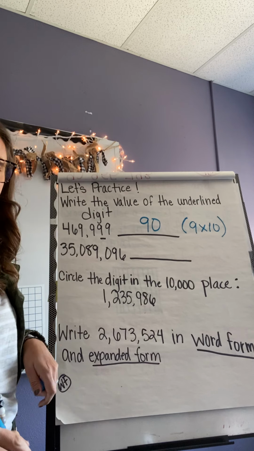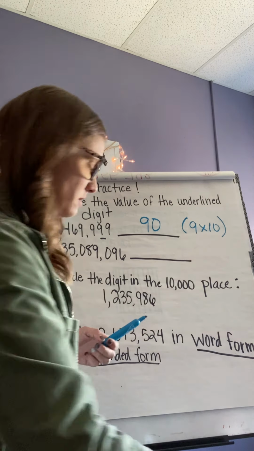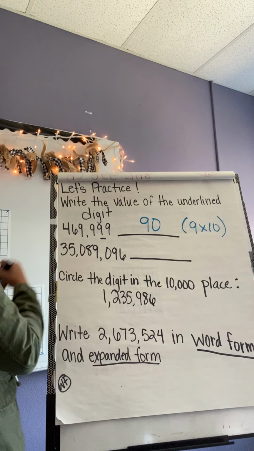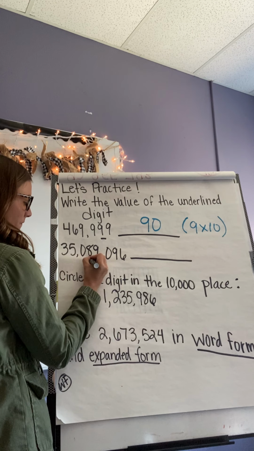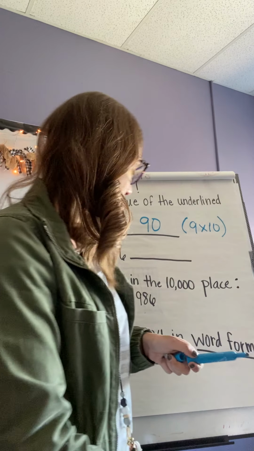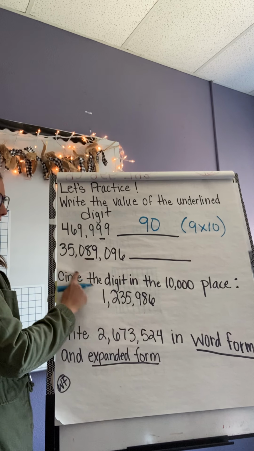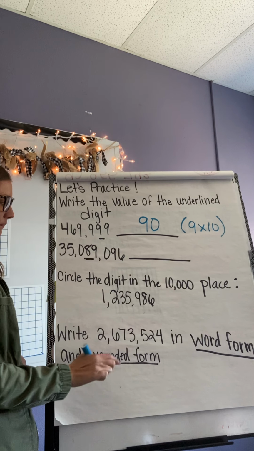35,089,096. We are going to look for the value of this digit right here. What digit is that? You're right, it's an 8. So we're looking for the value of the digit 8 in this very large number right here.